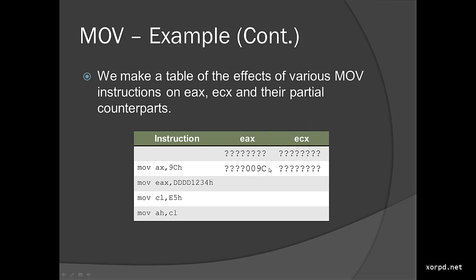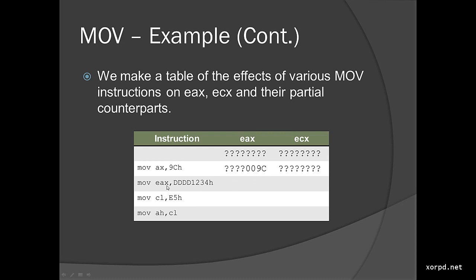Take some time to look at this result. The higher part, the highest 16 bits, is still unknown for us. We don't know what is in there. However, we now know for sure the lowest 16 bits. They must be 009C in base 16. And that is because AX is of size 16 bits. And when we wrote 9C inside of it, we overrode this part.